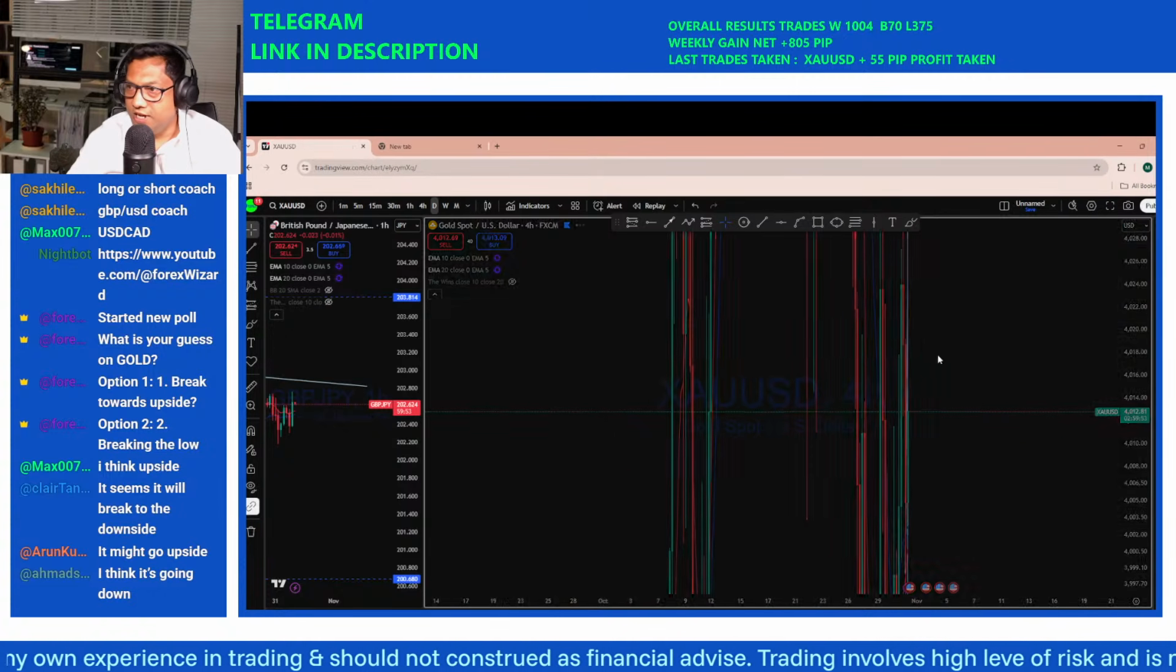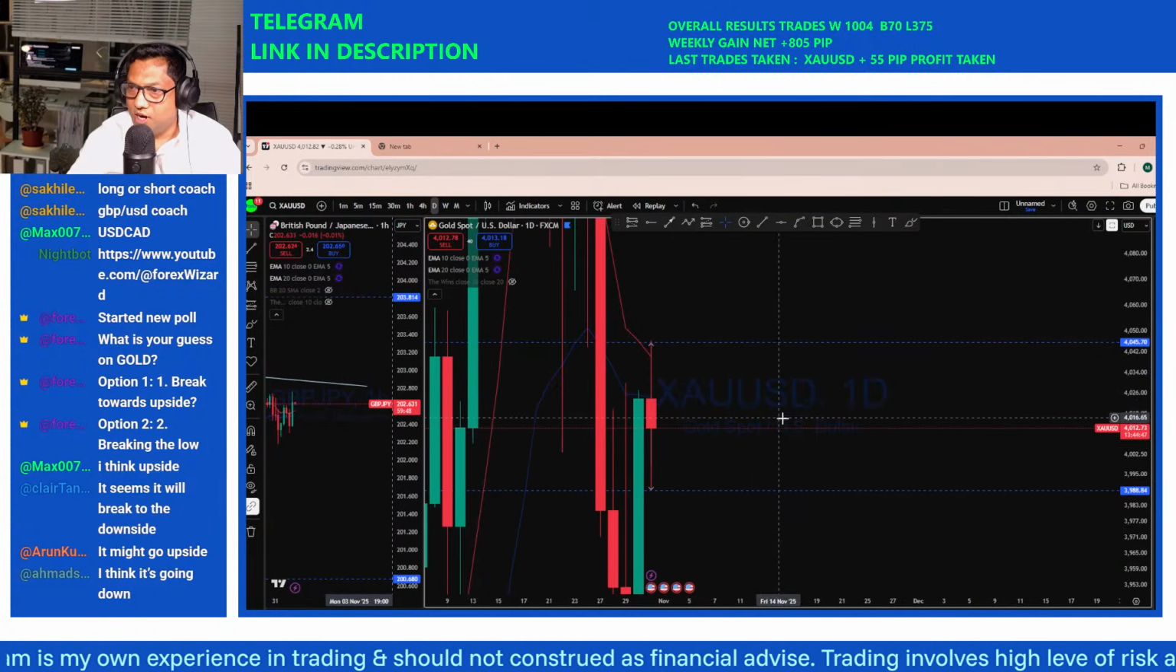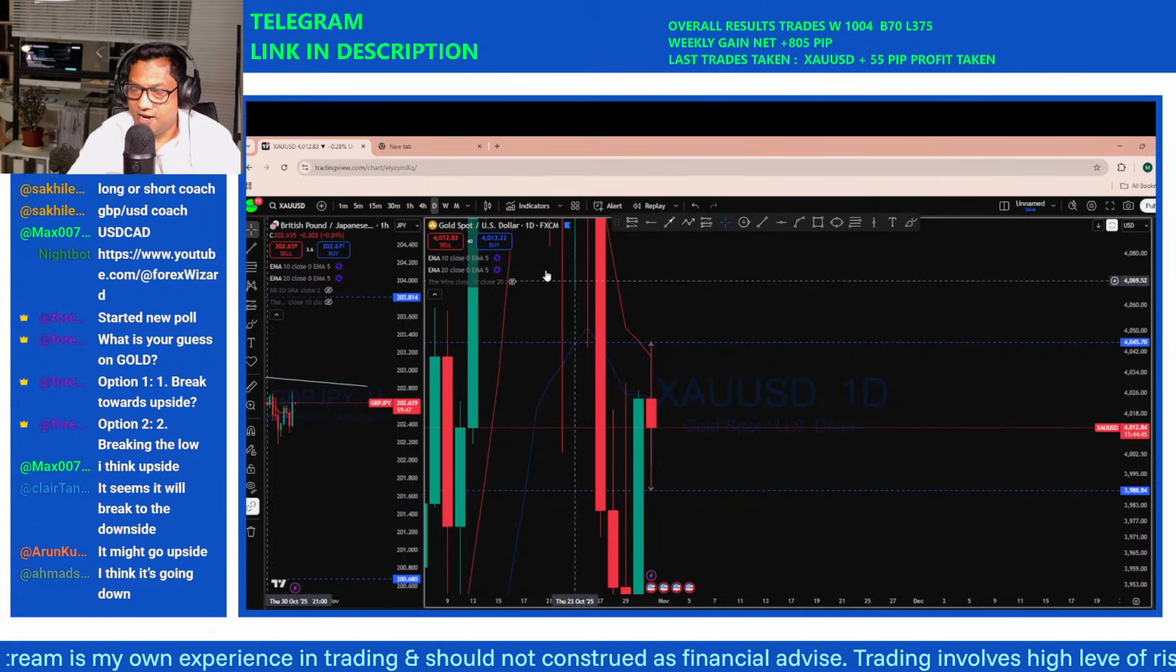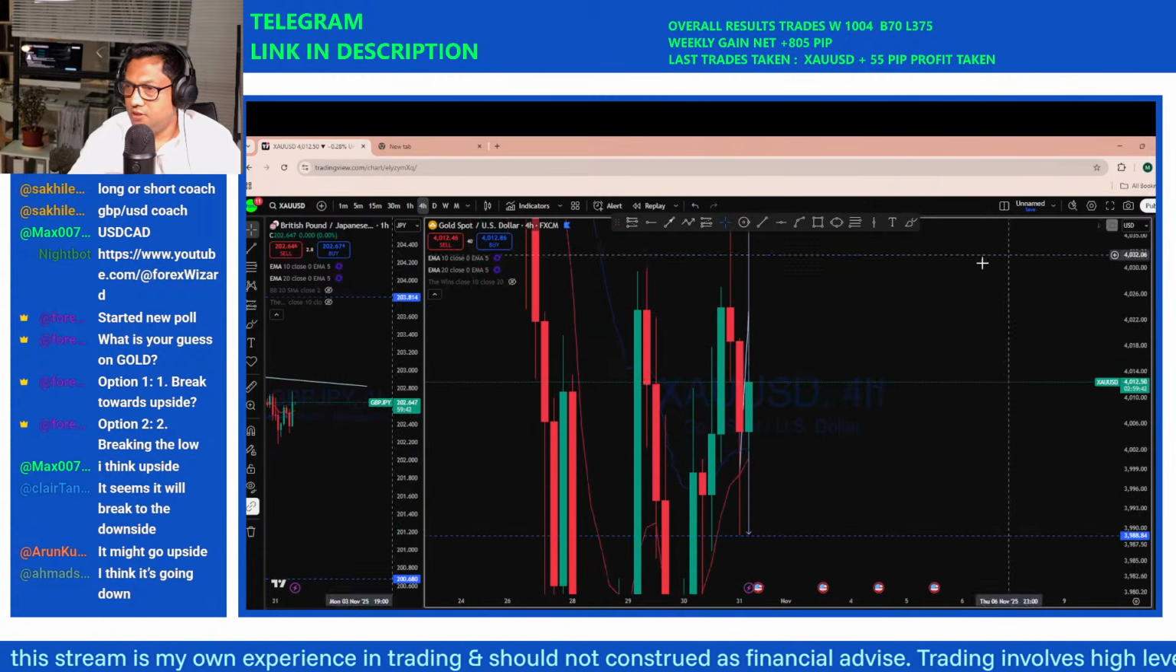Now, if you look at the daily price action here, this is the daily resistance line where the market is potentially heading to the daily high.